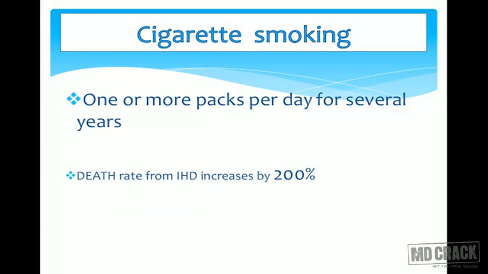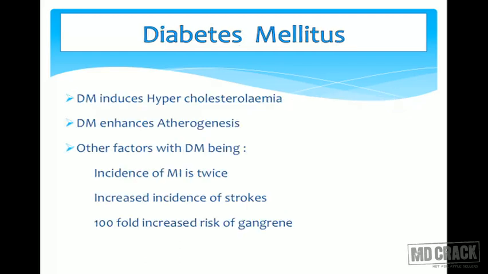Cigarette smoking, one pack of cigarettes per day for many years, increases the risk of development of ischemic heart disease, myocardial infarction, by 200 times. That tells you that cigarette smoking is a very important risk factor. It induces hypercholesterolemia. It also enhances the early onset of atherogenesis.